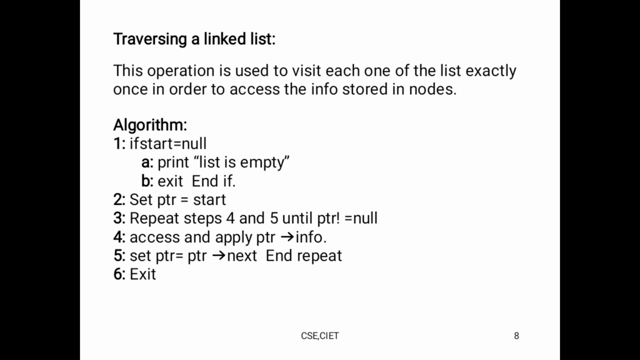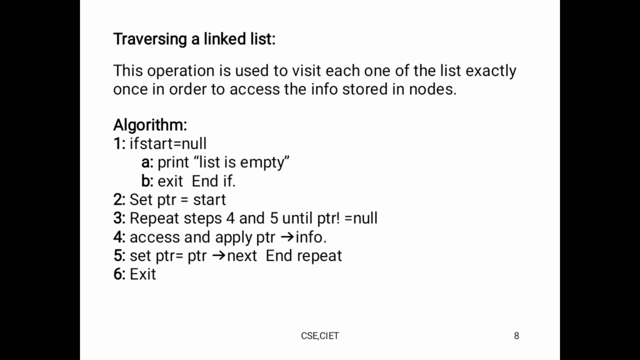Traversing a linked list: this operation is used to visit each node of the list exactly once in order to access the information stored in the nodes. Coming to the algorithm: if start is equal to null, it means the list is empty. Null means the list is empty, exit. Close the if condition.